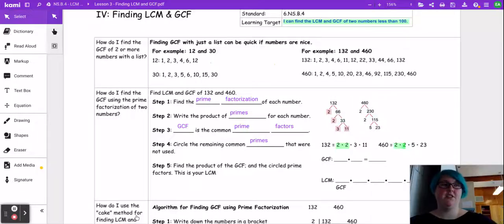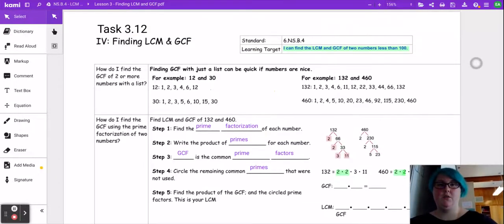Hello, mathematicians, and welcome to our video for task 3.12. We're going to talk about the lowest common multiple and greatest common factor of two numbers.